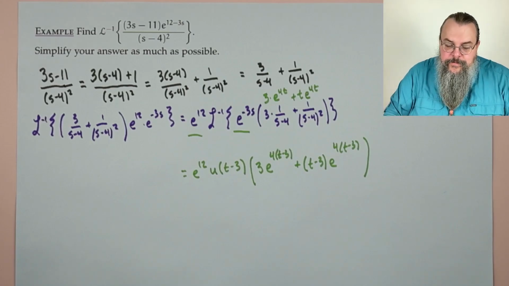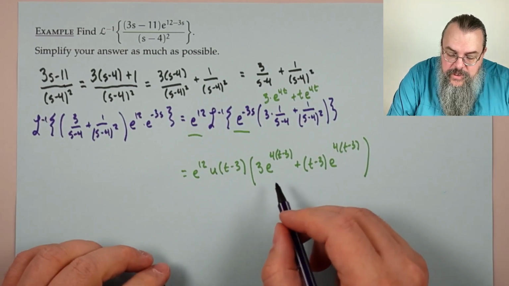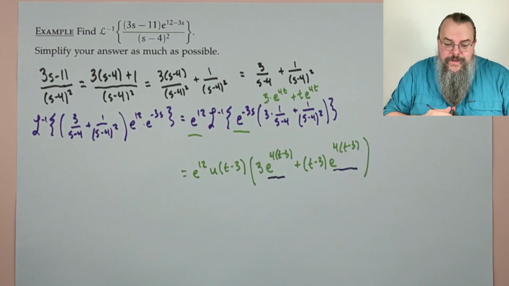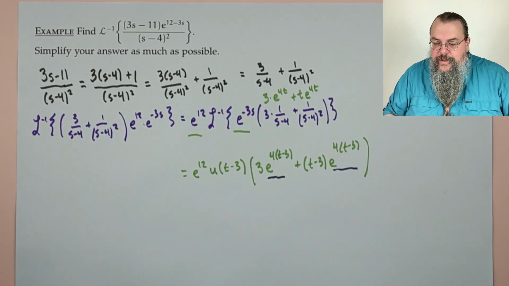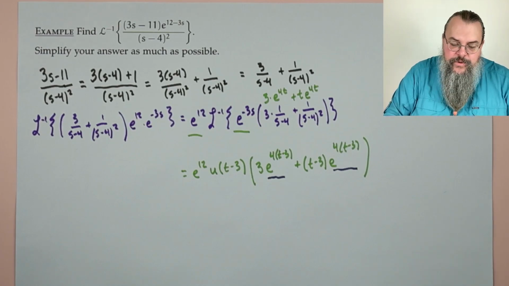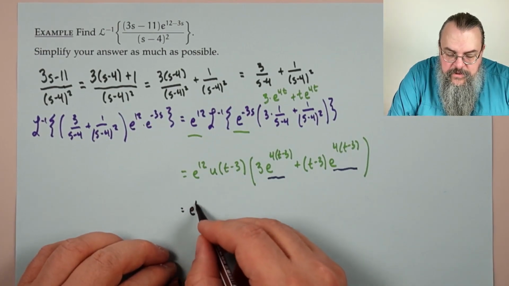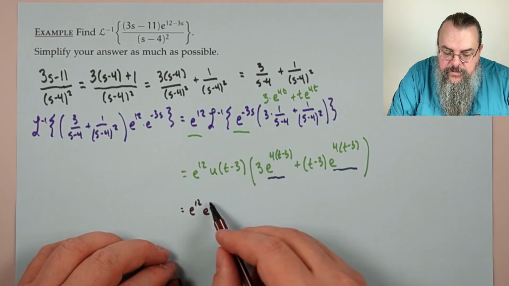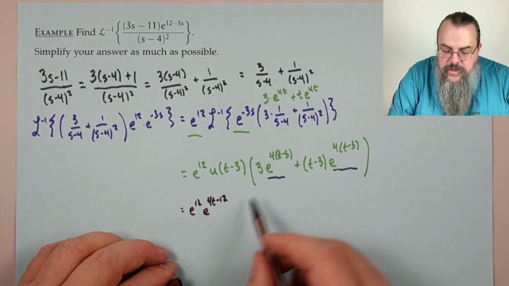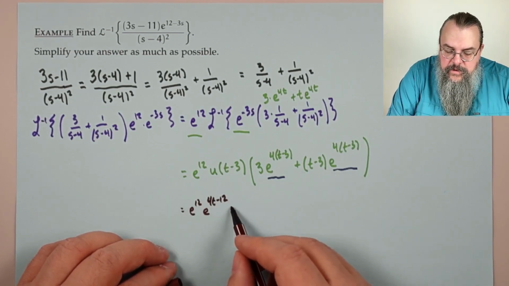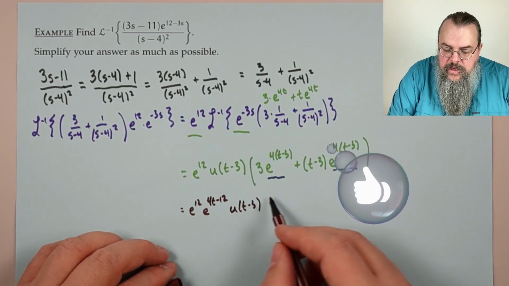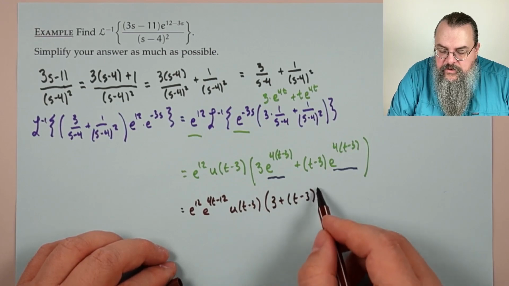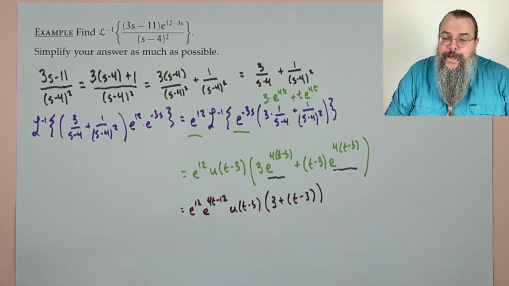Now, what can we do? Well, since we see e to the 4 times (t minus 3) is common, pull it out. Why not? Our goal is to simplify, so we should try to make things look pretty. So we have e to the 12 times e to the 4 times (t minus 3), which we'll write as 4t minus 12. So we've pulled the exponents out. We have that u of t minus 3, and when we have pulled it out, we've had 3 plus (t minus 3).